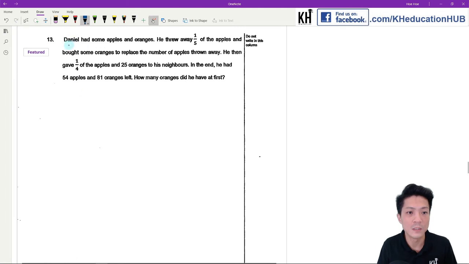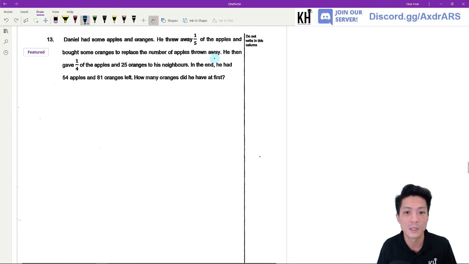Question 13. Daniel had some apples and oranges. He threw away 1/5 of the apples and bought some oranges to replace the number of apples thrown away. He then gave a quarter of the apples and 25 oranges to his neighbors. In the end, he had 54 apples and 81 oranges left. How many oranges did he have at first?